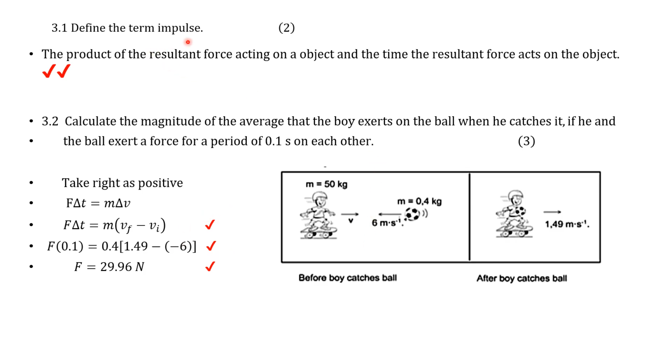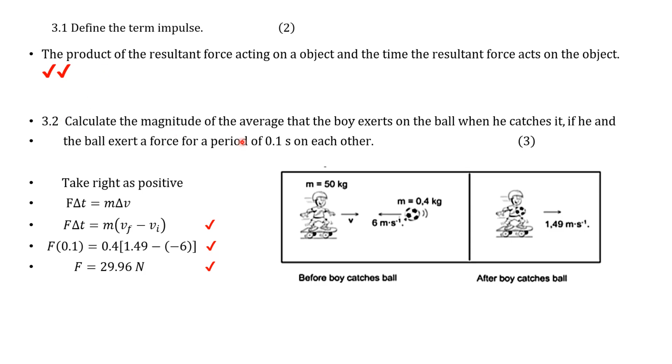So impulse, when we say impulse, we can say it's the product of the resultant force or net force acting on the object and the time the resultant force acts on the object. If you look at the equation, F net delta t equals the change in momentum. So that in short is impulse.